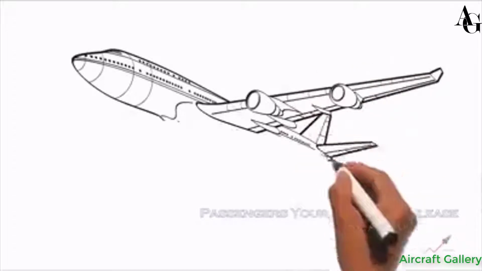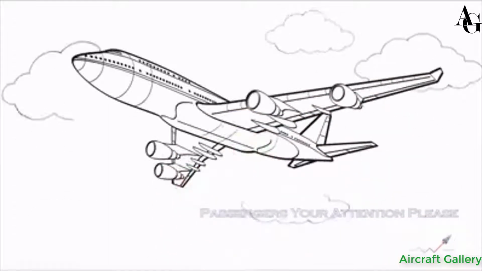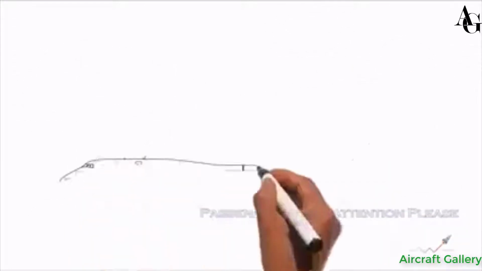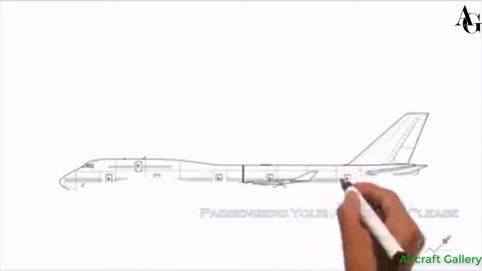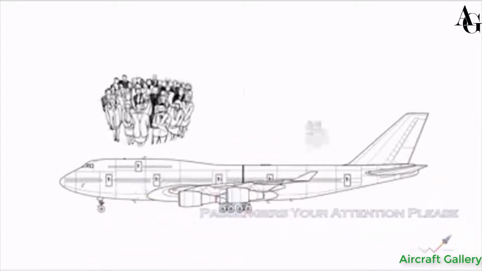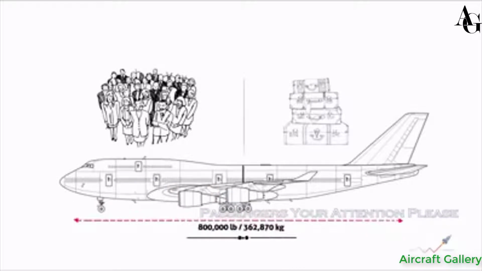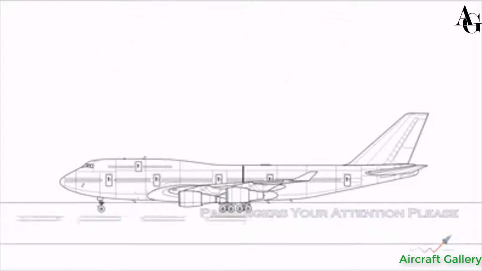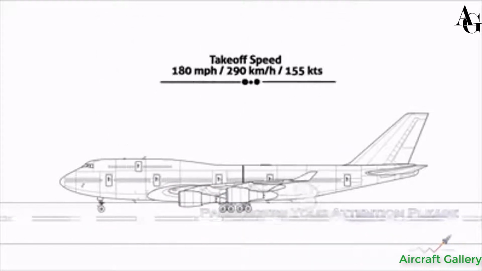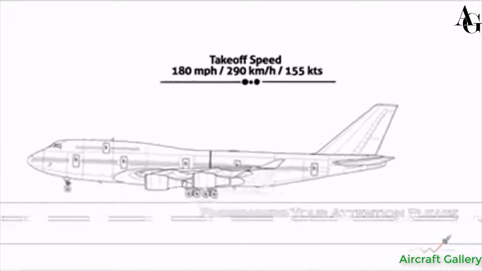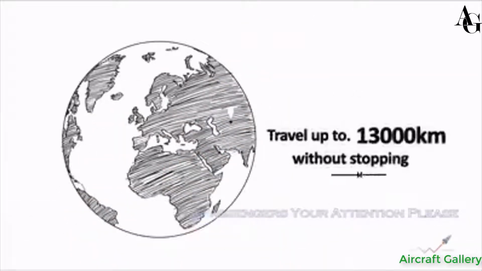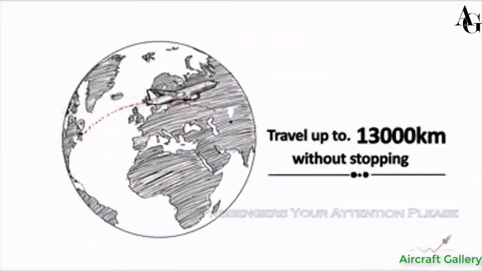Ever flown on an airplane? You know that it's an enormous, amazing machine. A typical 747 can carry more than 500 passengers and weighs around 800,000 pounds when taking off. Yet it rolls down the runway at a speed of 290 kilometers per hour and, as though by magic, lifts itself into the air and can travel up to 13,000 kilometers without stopping.